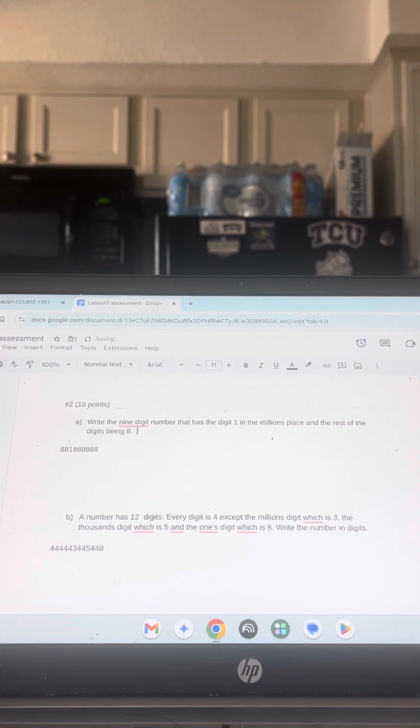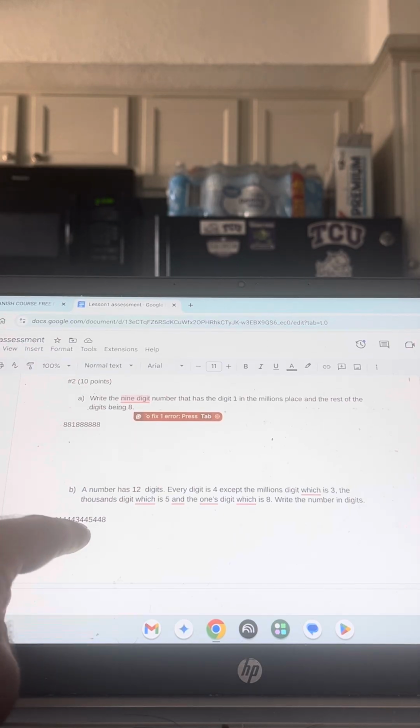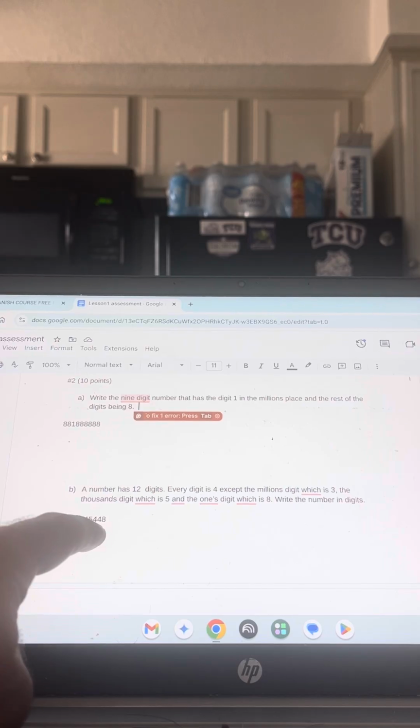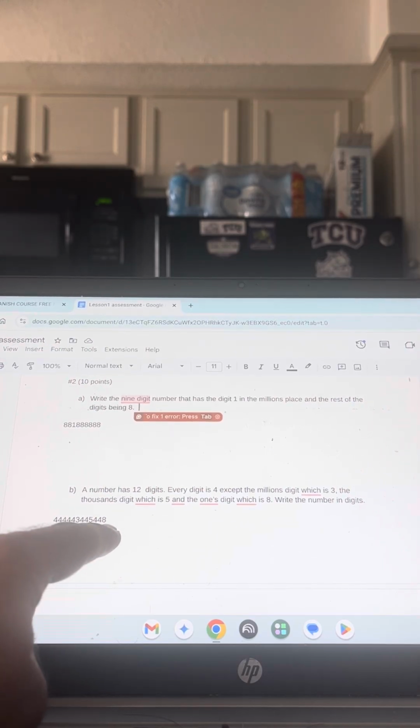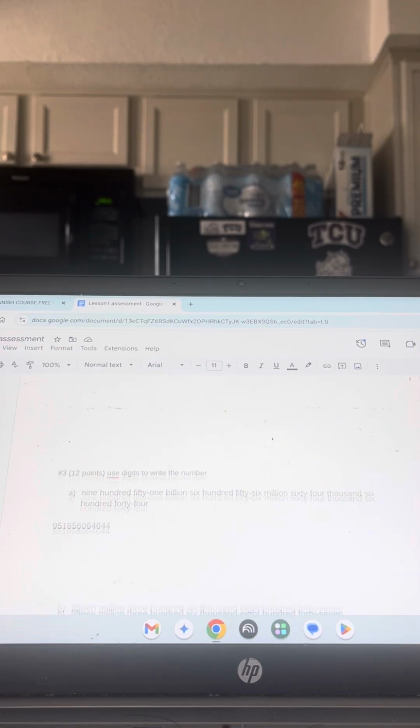All right. Part B. A number has 12 digits. Every digit is 4. Okay, well, it has 12 digits. 1, 2, 3, 4, 5, 6, 7, 8, 9, 10, 11, 12. Good. You got 12 digits. Every digit is 4 except the millions digit, which is 3. Good. The thousands digit, which is 5. That's good. And the ones digit, which is 8. That's good. So you got full credit on number 2. So I'll just give you 10 points for number 2. You got full credit for number 2.